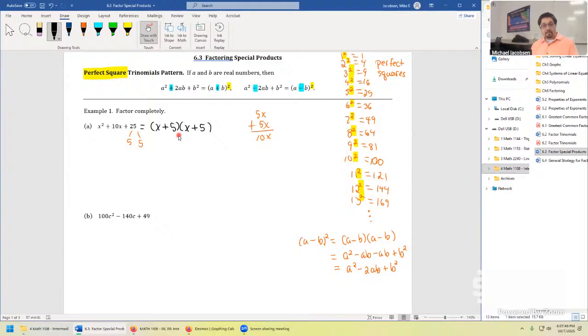X plus 5 times itself, if we use exponent notation, is just x plus 5 to the power of 2. All this is indicating is repeated multiplication, just like we saw here. That's why it's written in this format. We had something of the form a squared plus 2ab plus b squared, and we factored it down as a plus b to power 2 in that format. That's our first one down. Any questions, folks, on getting through that first example?